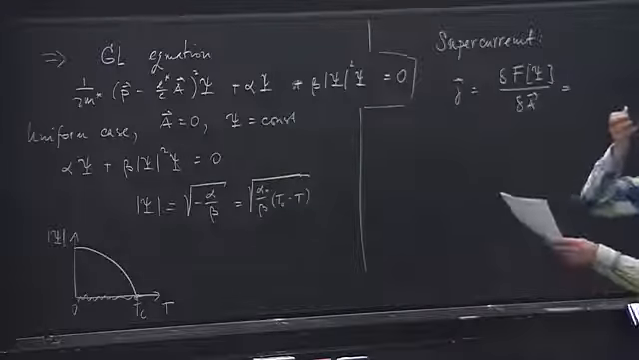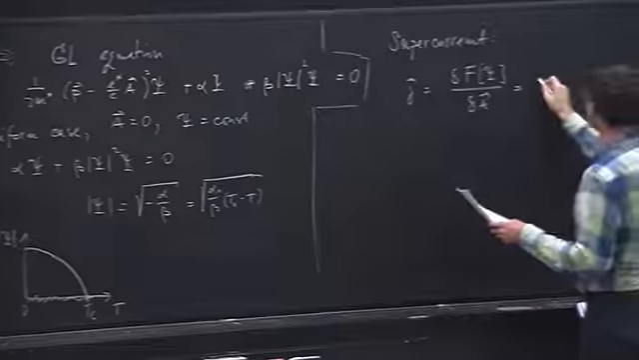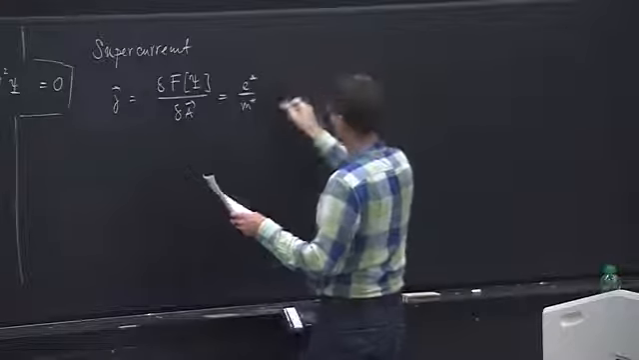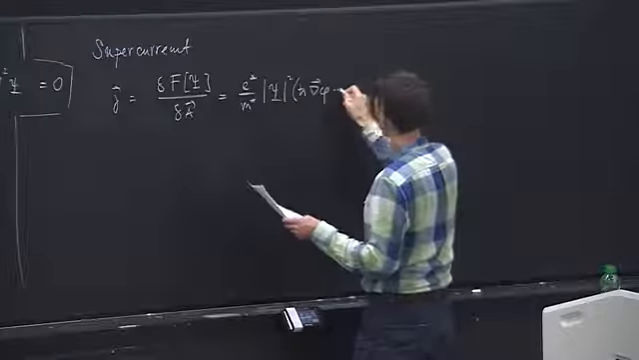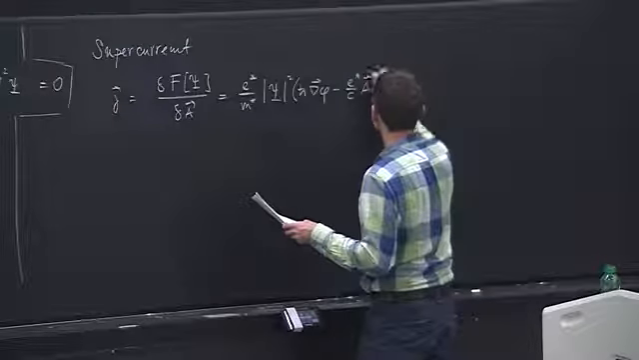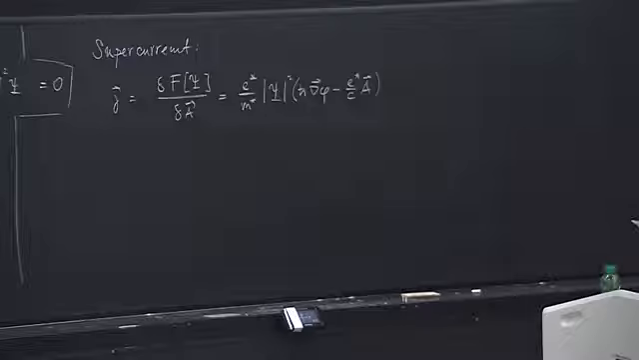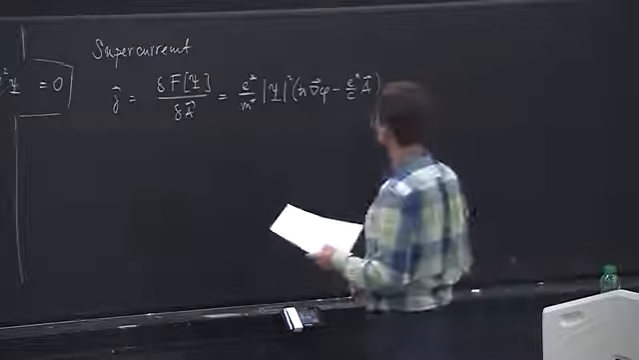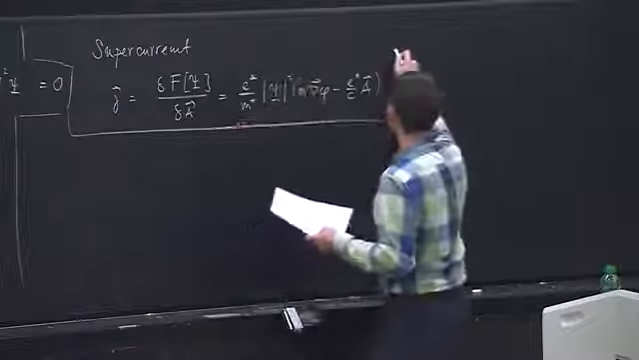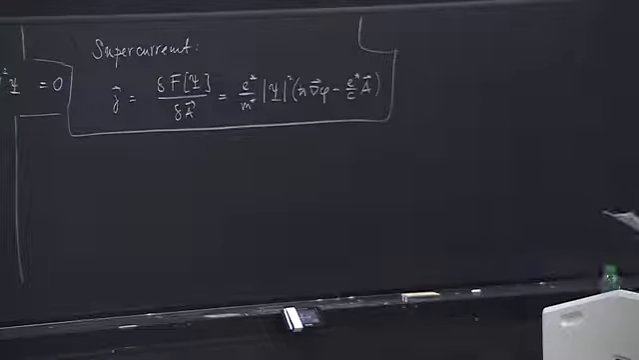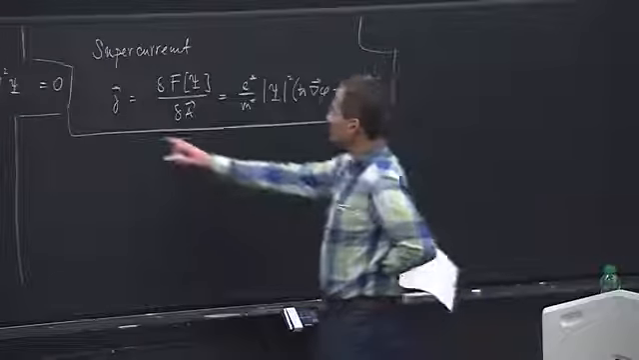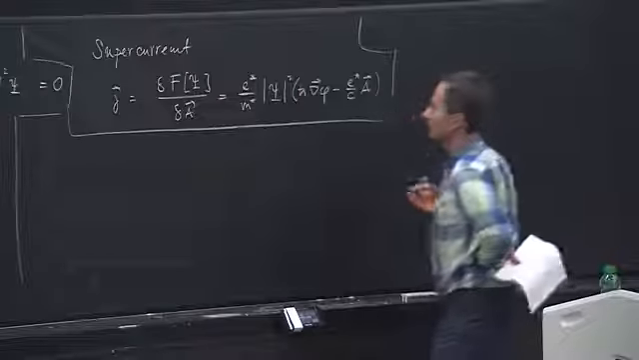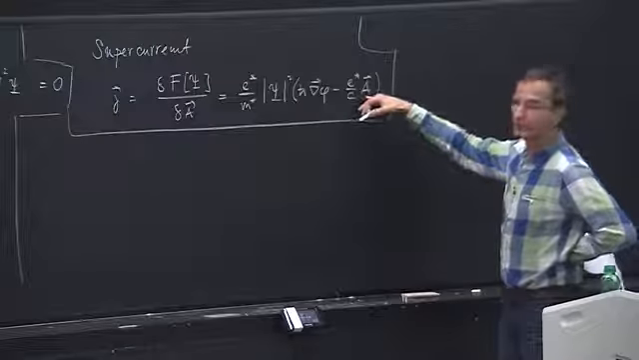And when you perform this variational derivative, it can be written as follows: J equals e*/m* |psi|^2 (hbar gradient phi minus e*/c A). Okay, this is the supercurrent based on the Ginzburg-Landau equation or Ginzburg-Landau free energy. And this is actually a very important equation because it says something immediately that is somewhat unusual. So what this implies is that J, your electrical current or supercurrent, is proportional to the vector potential directly.